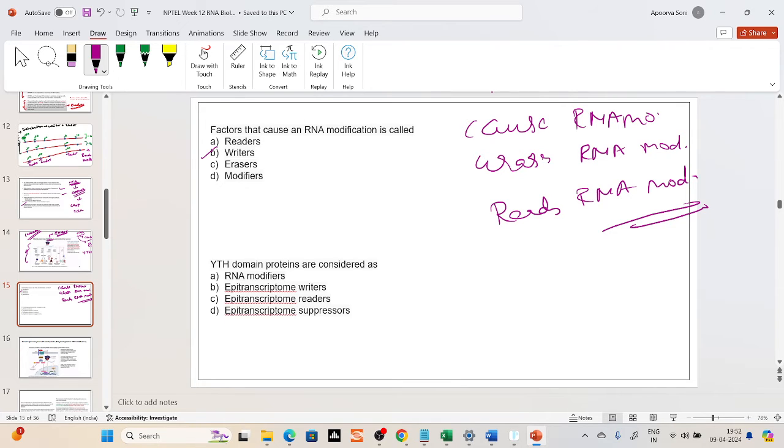Okay, the next question is: YTH domain proteins are considered as RNA modifiers, epitranscriptome writers, epitranscriptome readers, or epitranscriptome suppressors. Think. I will switch the screen after one minute.